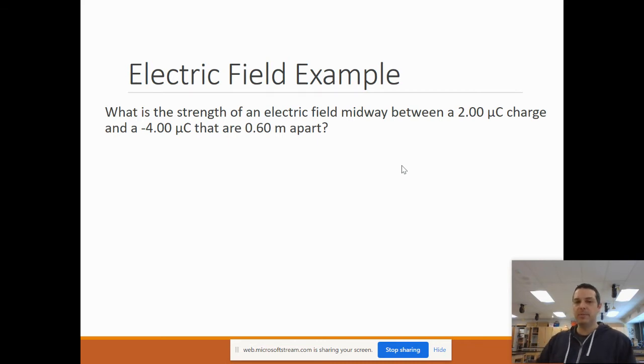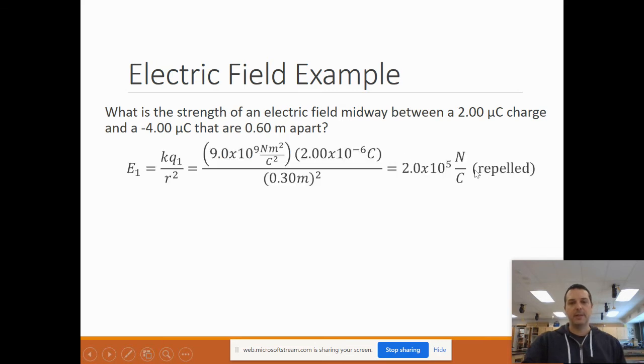I have a 2 microcoulomb charge and a negative 4 microcoulomb charge. So one of the charges is going to be pushing and one is going to be pulling. Once I find the magnitude of their two electric field strengths, I'll add them together like vectors. So let's go ahead and find the electric field strength from the first one. In this one, we have the 2 microcoulomb charge multiplied by the electrostatic constant. And if it's midway between them and they're 0.6 meters apart, that means that this is 0.3 meters away. So the first one is giving me 2.0 times 10 to the 5 newtons per coulomb.